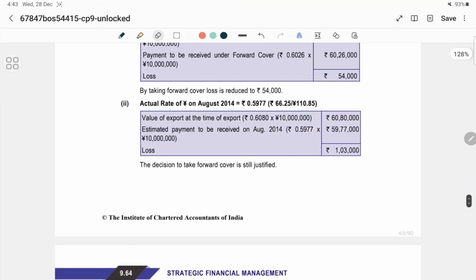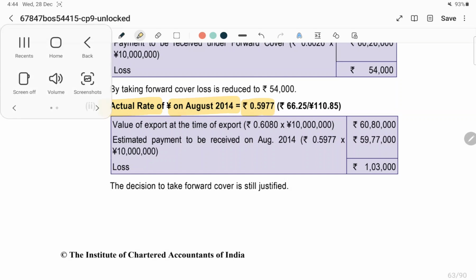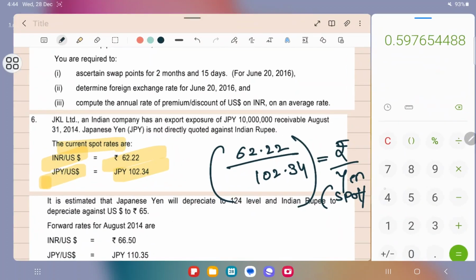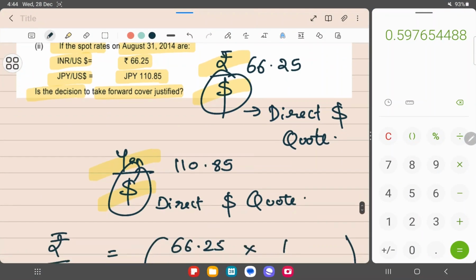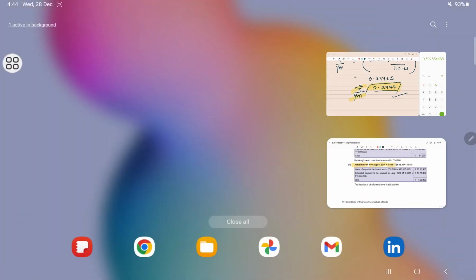See the second part here. Actual rate on August 14, 0.5977. This is exactly what we did. Just a minute, I'll show you. See, 0.5977, rupee upon yen. Now we go back.